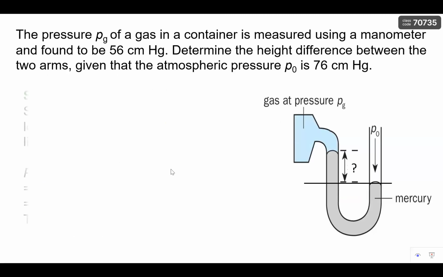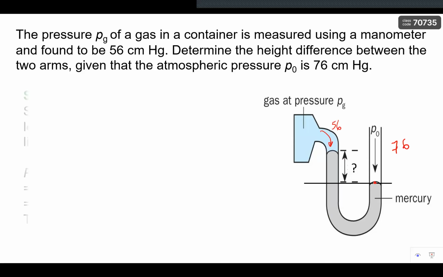Okay, let's take a look at another example. You have the pressure of a gas in a container measured using a manometer. The pressure of the gas is found to be 56 cm mercury. Determine the height difference between these two arms, given the atmospheric pressure is 76. So the atmospheric pressure over here is 76, and this gas pressure is only giving me 56.